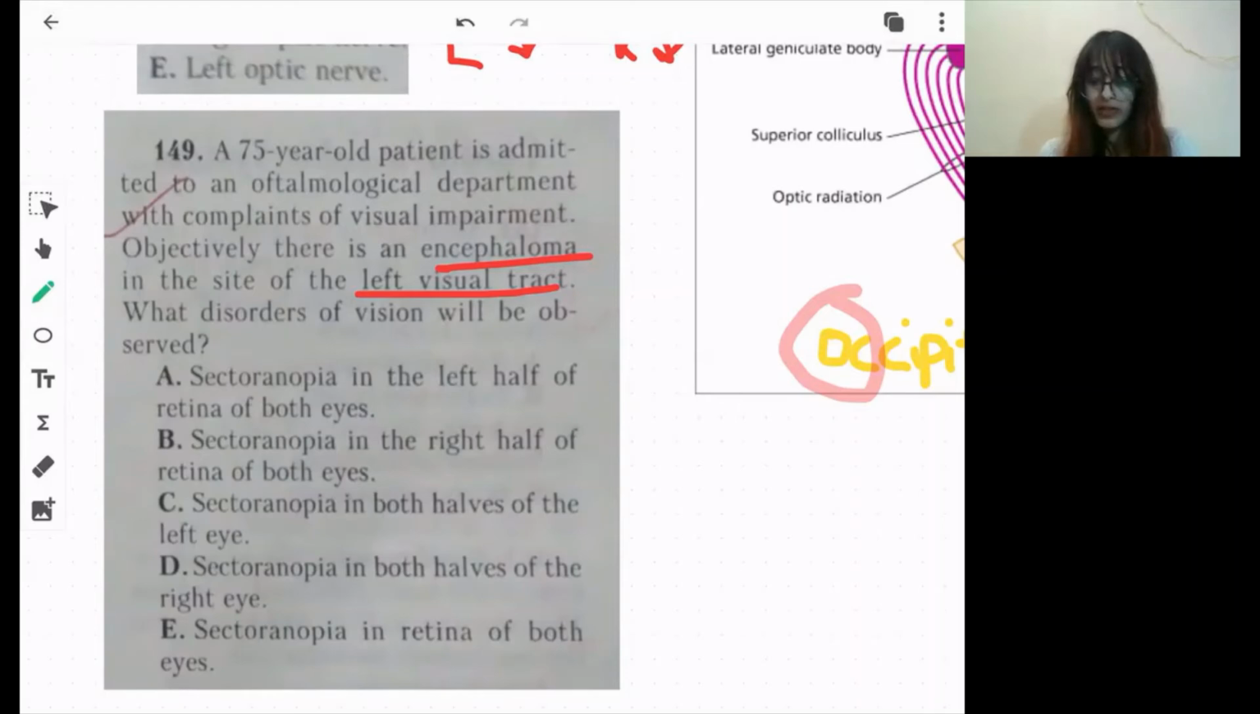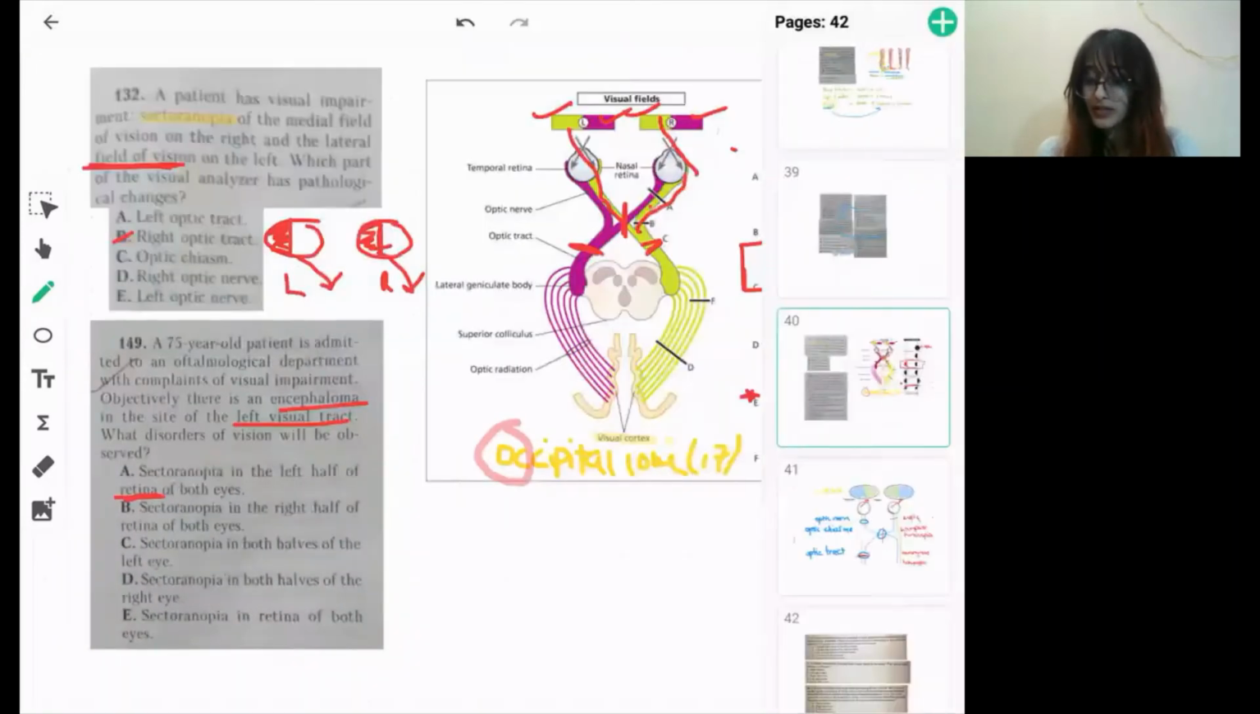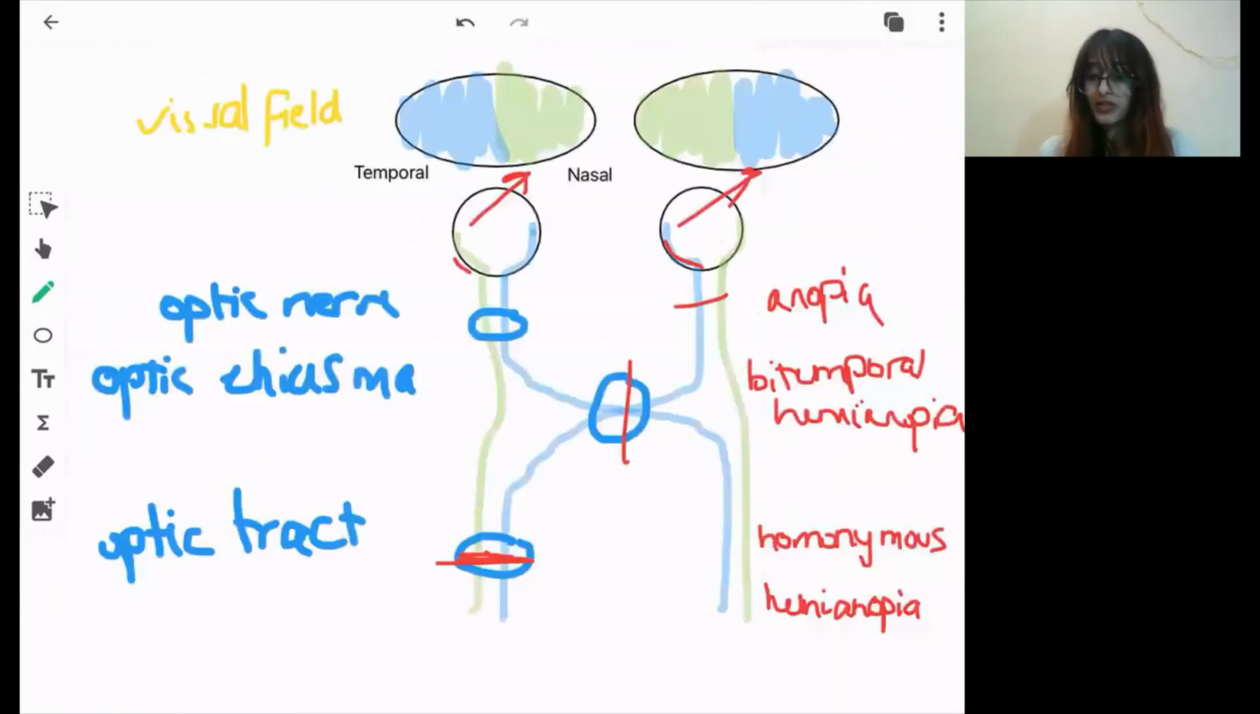So now let's see first of all what in the options they are talking about: retina or the visual field. They are talking about the retina. Now let's go back to this picture. They were talking about the left optic tract and they were talking about the retina and not the visual field. So which retina is affected?